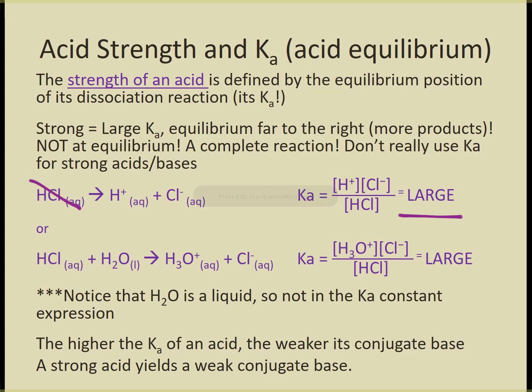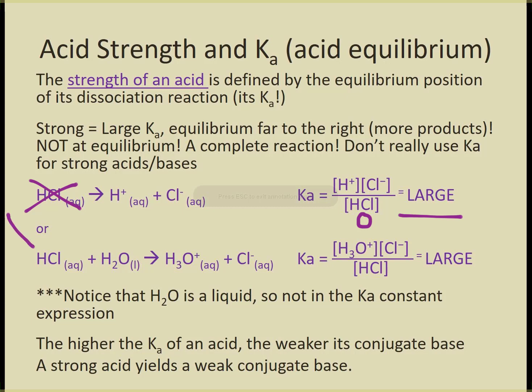So technically, I don't have any of that acid left. And so when you go to do this K, you're essentially dividing by 0. So it's undefined. We just say it's large. It strongly favors the products. It goes to completion. There's another way to write it, our Ka.